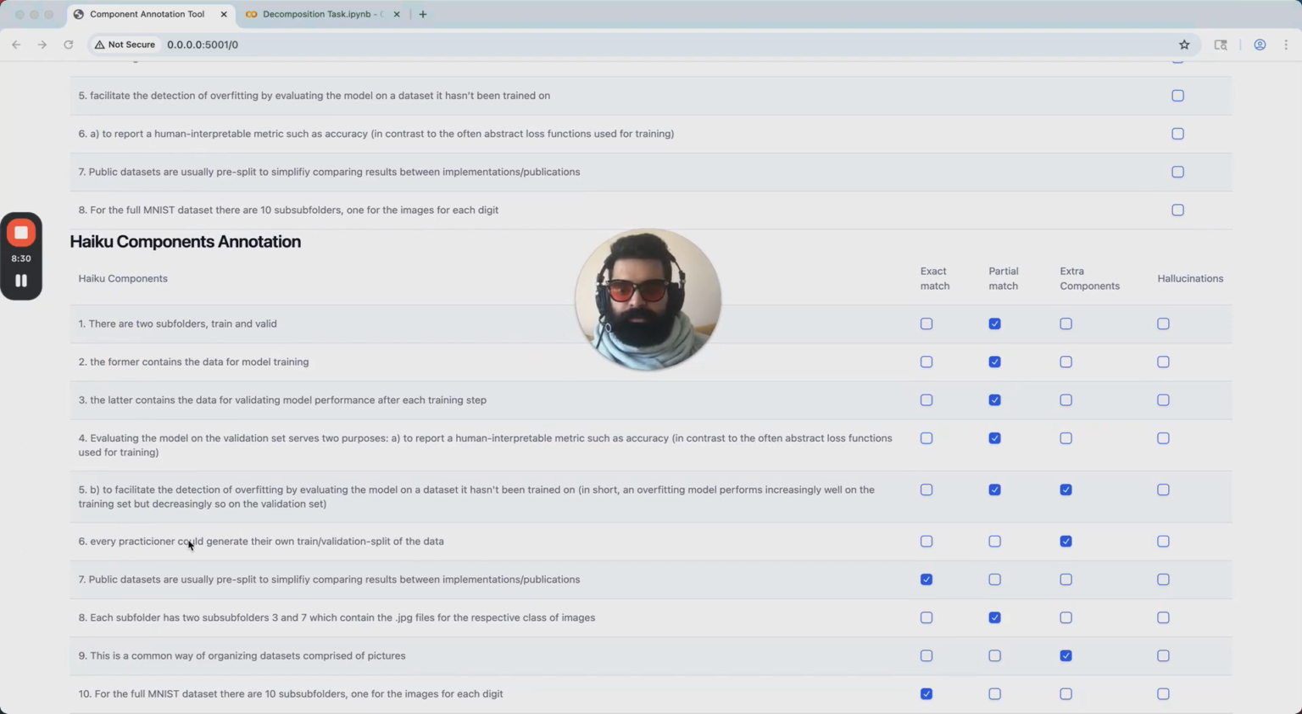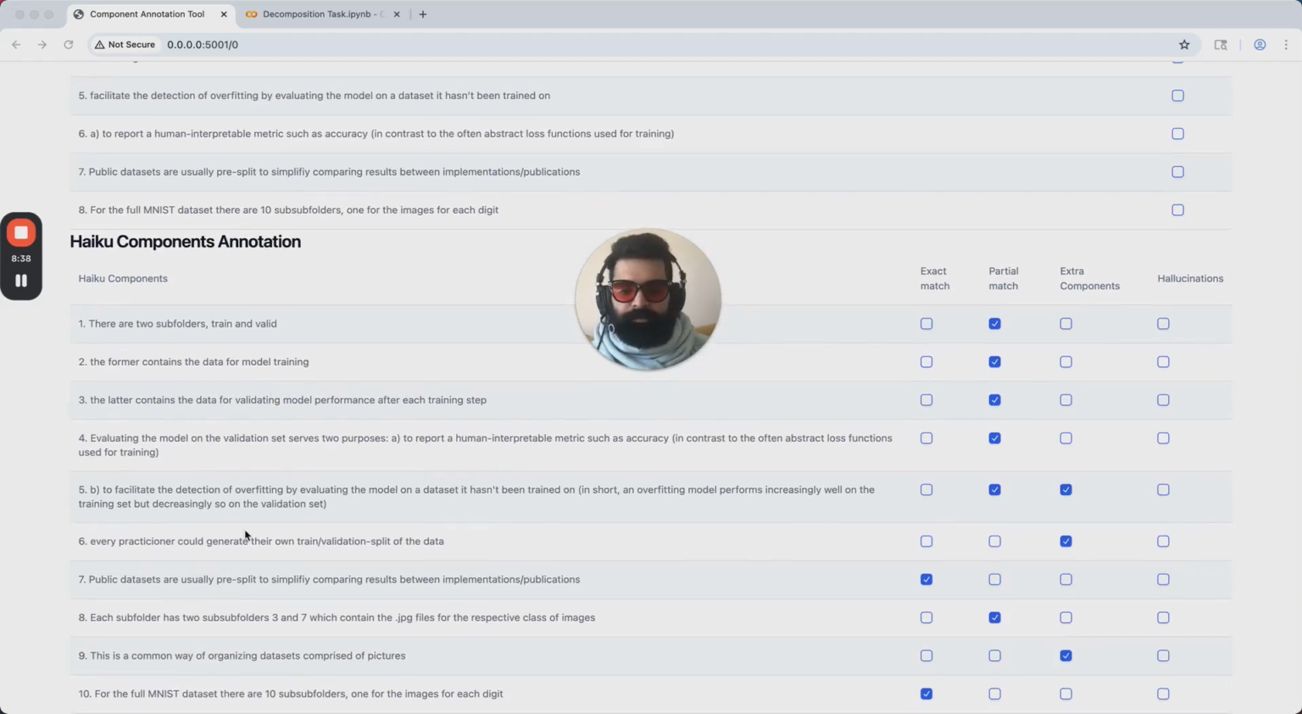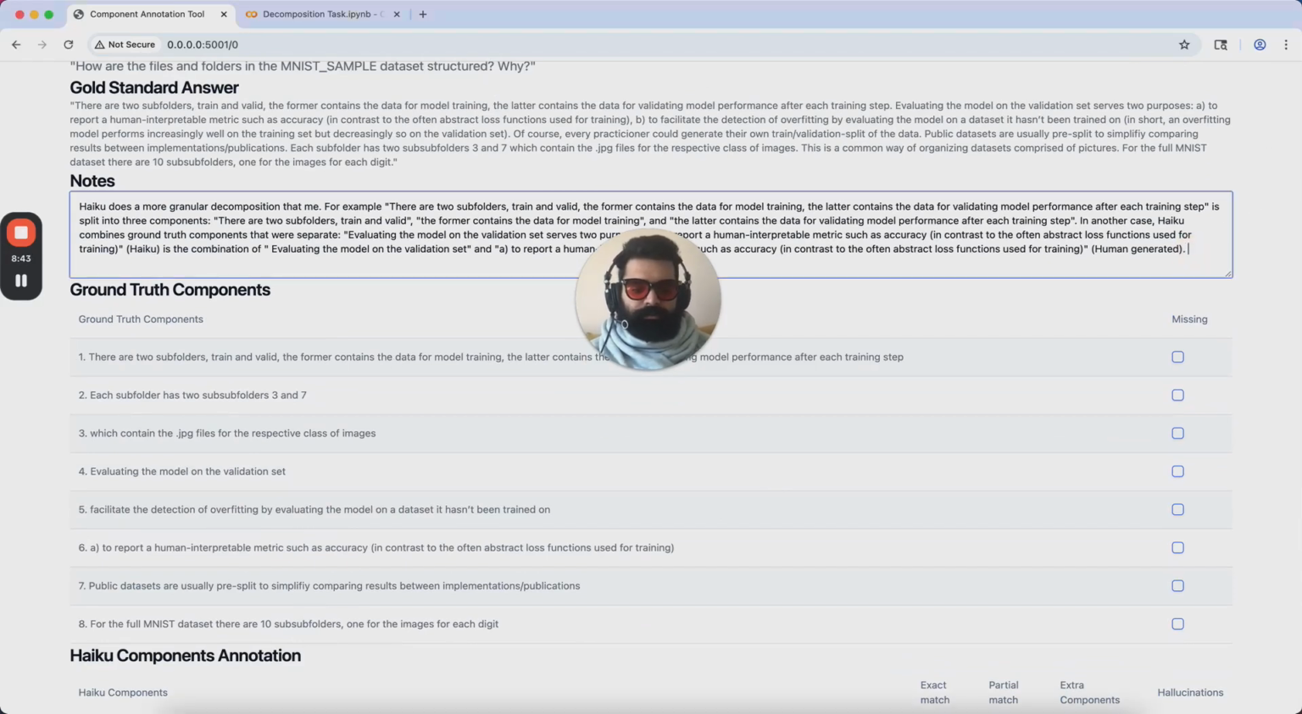Every practitioner could generate their own. Let's see, I think that's an extra component. I'll say Haiku also generates components that I did not.